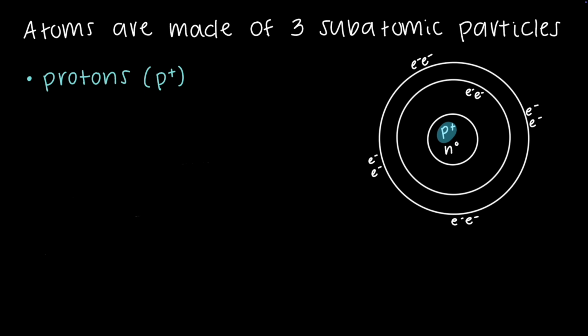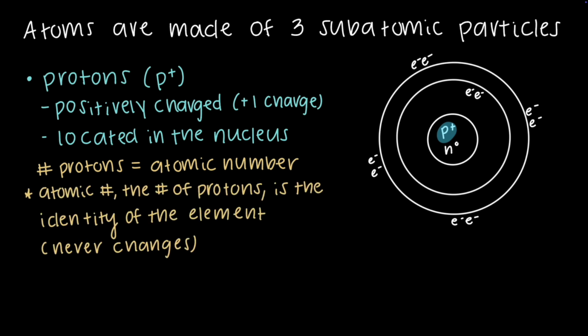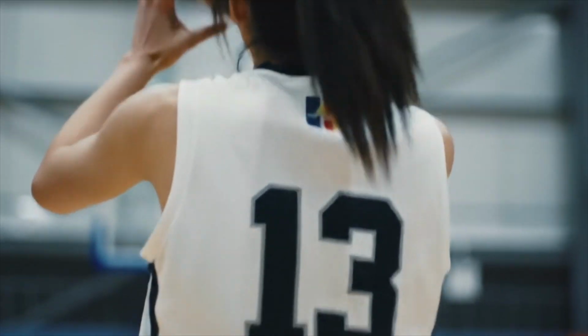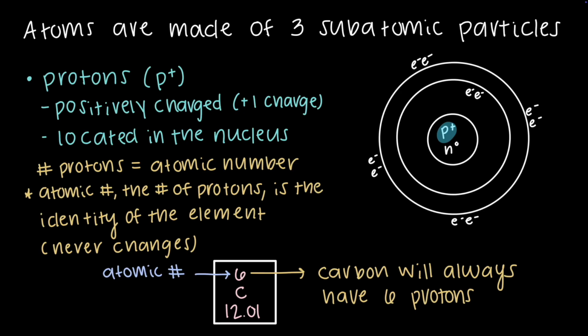Protons, or P+, are positively charged and located in the nucleus. The number of protons is the atomic number, and it defines what an element is. We can think of the atomic number as basically the jersey in basketball for that atom. It's always going to tell us what atom we have, and the identity will not change.